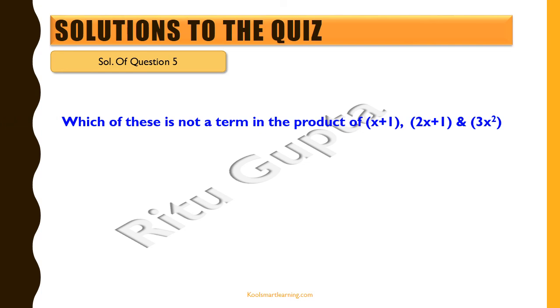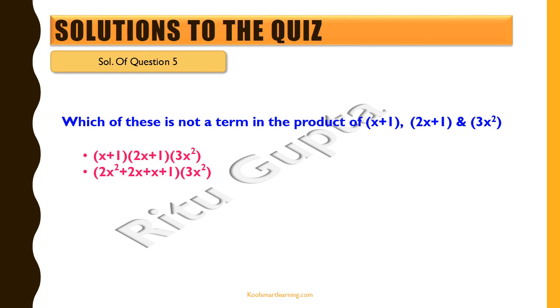Looking at the solution for the next question, we need to find the product of these three polynomials, and then we'll see which of these is not a term in this product. So let's put them together. I'm placing them without a multiplication sign because that's not really required. Let's first multiply the first two polynomials, x plus 1 multiplied by 2x plus 1.